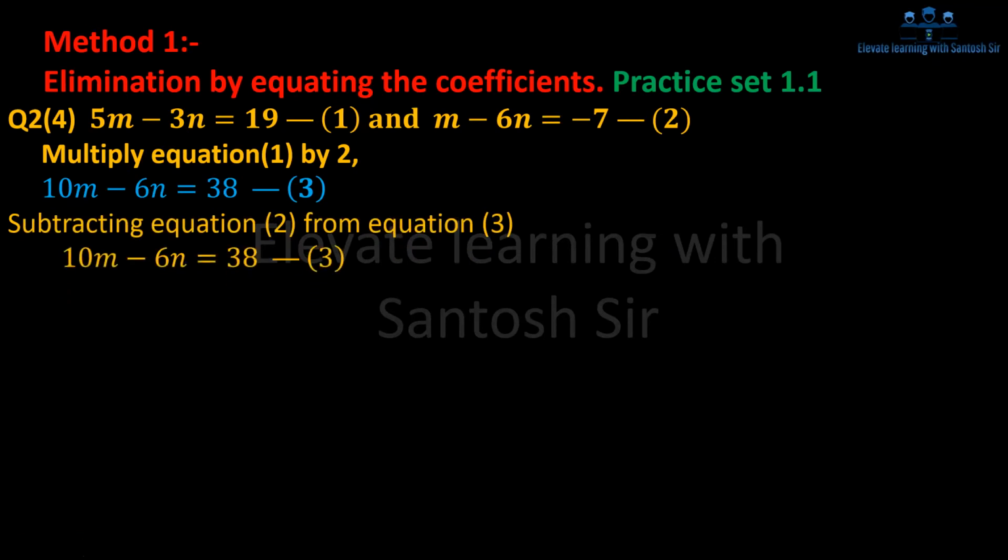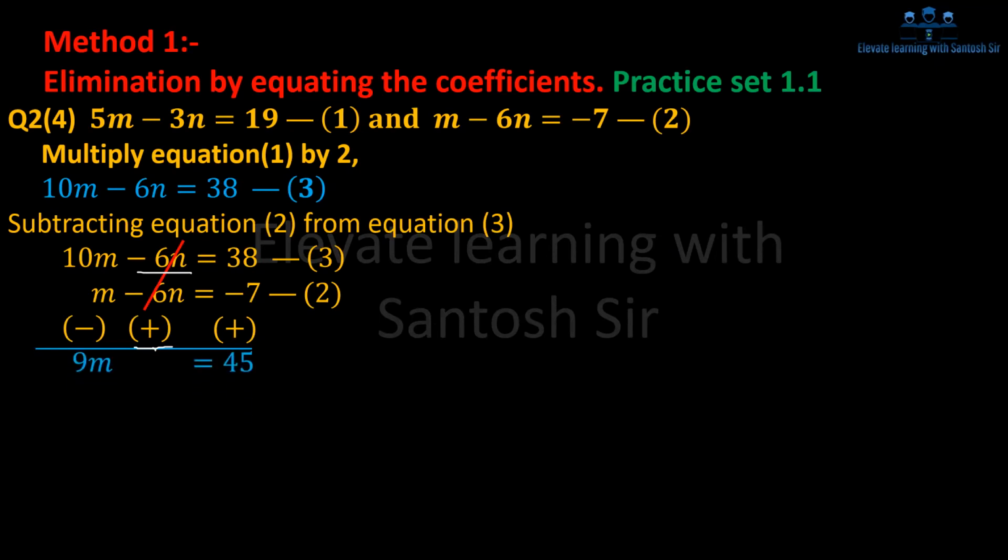We will write equation 3, we will write equation 2. We will change the sign because we are subtracting. This time minus 6n and plus 6n will get cancelled. 10m minus m will give us 9m, and 38 plus 7 will give us 45. We can take 9 to the other side. We can say m is equal to 45 upon 9, which is nothing but 5.